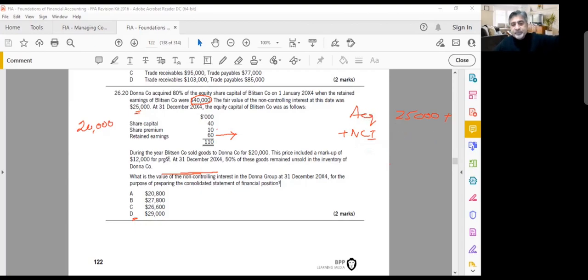So let's see who is selling. During the year, Blisson company sold goods. You see, the subsidiary is selling goods to Donna for $20,000. So if the subsidiary is selling, then I need to adjust the subsidiary's profit, and after adjusting the subsidiary's profit, I will give the share to NCI. This price included a markup of $12,000 for profit.